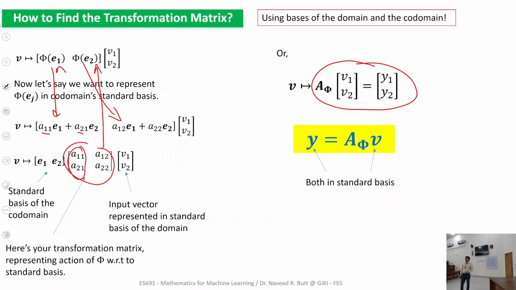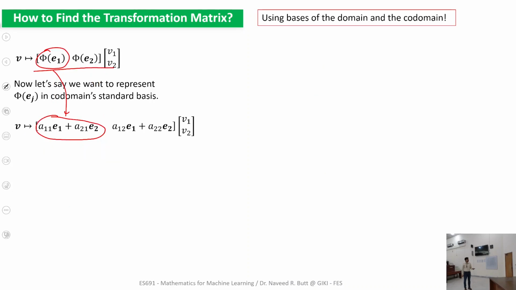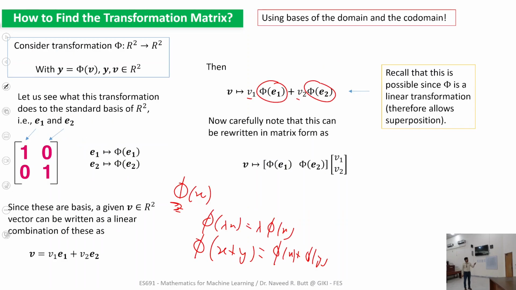Okay, we will say what if we started with a non-standard basis and wanted to go to another non-standard basis. ये standard to standard थोड़ा आसान है, लेकिन I wanted to start with the easiest case. Okay, so what if I want to represent domain and codomain in some other basis? Here we were saying the vectors and everything is being represented in the standard basis in domain and codomain.